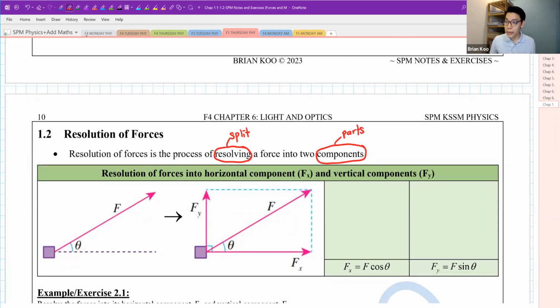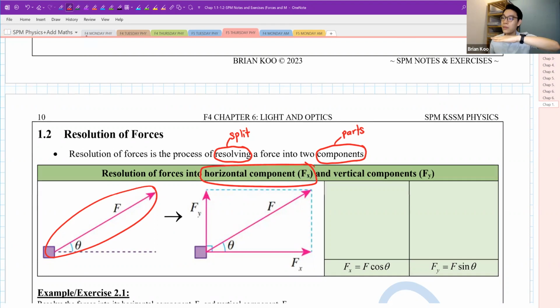So from one force, we want to split into multiple forces. Right, let's look at this table real quick. Resolution of forces. Let's say you have this force. Okay, your force looks like this. Somebody pulling something in this direction. Right, they ask you to split the force into a horizontal component as well as a vertical component. Horizontal means the x-axis. That's why they say Fx. Vertical means standing up. That's why they call it Fy.